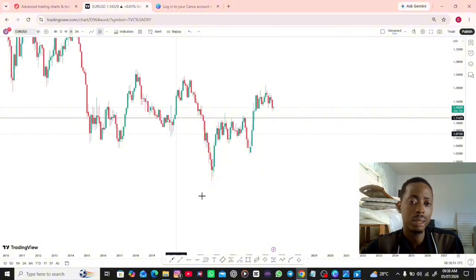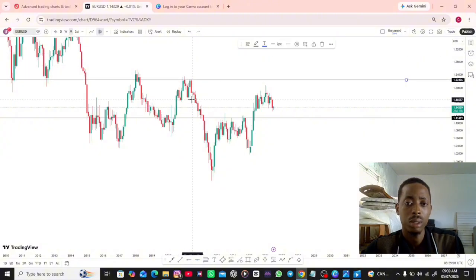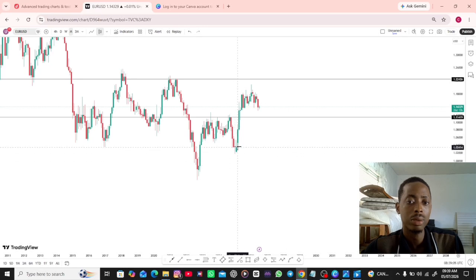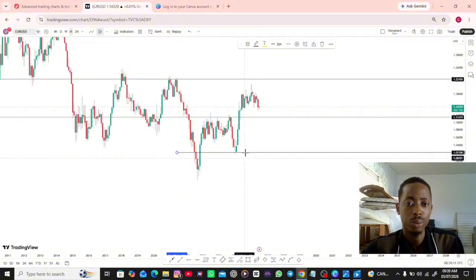Mind you guys, this is on a very monthly level that I'm doing this analysis on. Why is this not coming up? Okay, we have this level around here. The market rallied from this level in here, and put this by here. The market rallied from here to here.